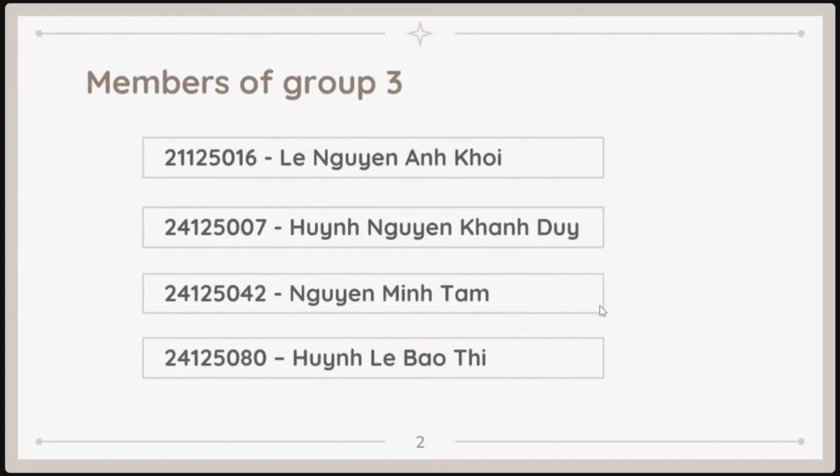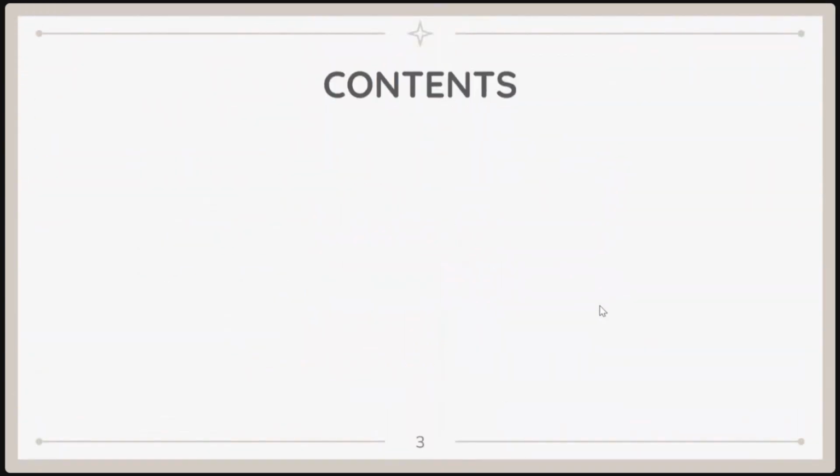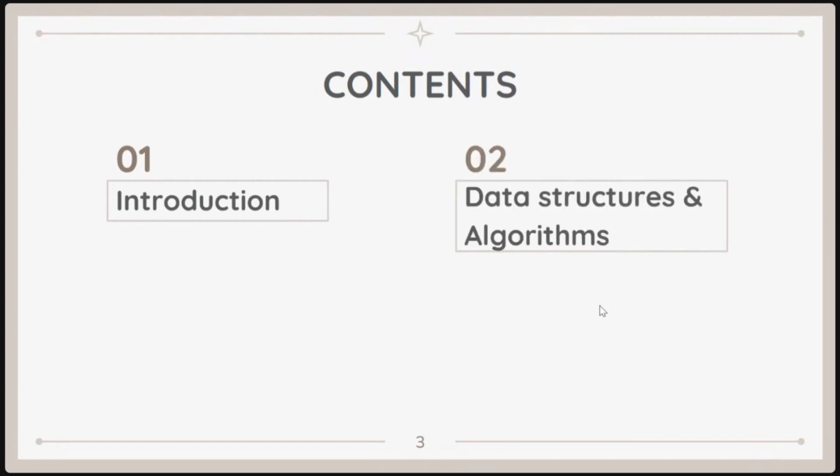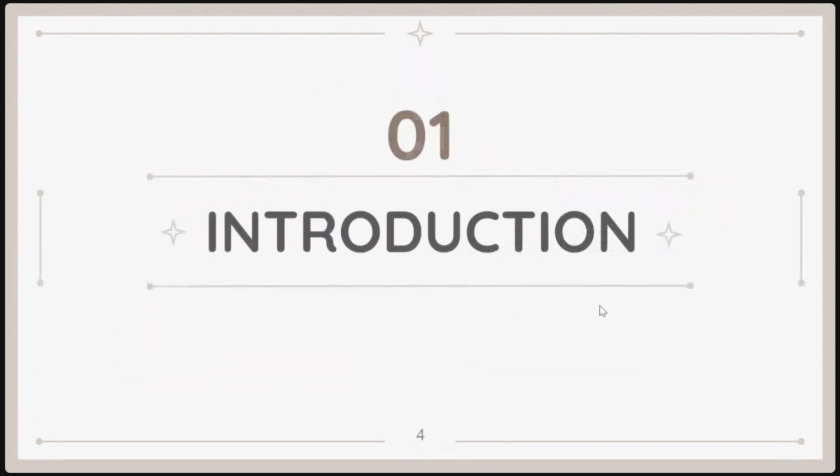Our group has four members: Lê Nguyễn Anh Khôi, Huỳnh Nguyễn Khánh Duy, Nguyễn Minh Tâm, and Huỳnh Lê Bảo Thùy. Our presentation has four parts. First is introduction, the second is data structures and algorithms. The third is other algorithms, and the fourth is application and risk. Let's come to the first part, introduction.